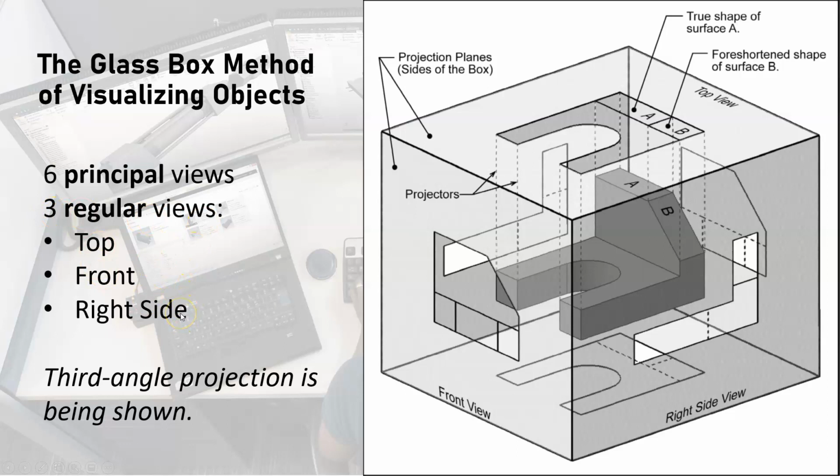And those, again, typically, not all the time, but typically, are the top, front, and right side views. All right. This is kind of an aside, but you might run across this term in your reading: third angle projection. This is third angle projection being shown right here. That's the standard in the United States. In Europe, they use first angle projection. We are not going to do any drawings in first angle projection, nor am I really going to talk about it, okay? So we're going to stick with third angle projection here.